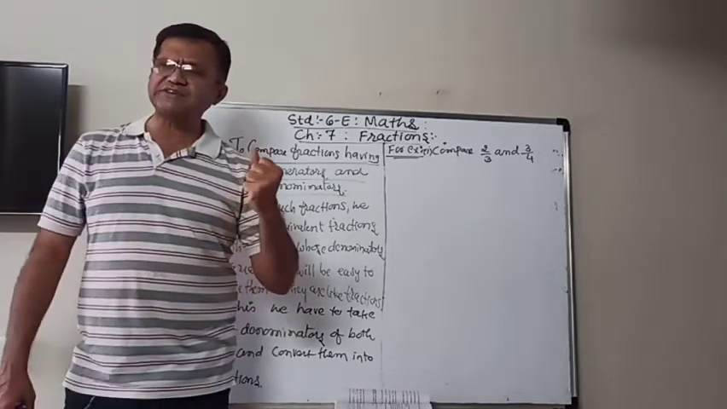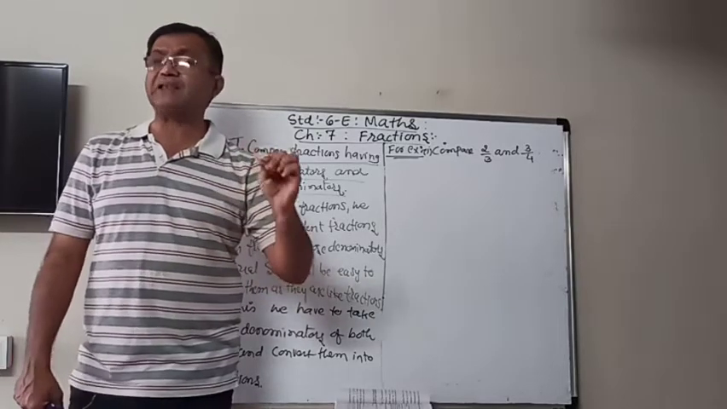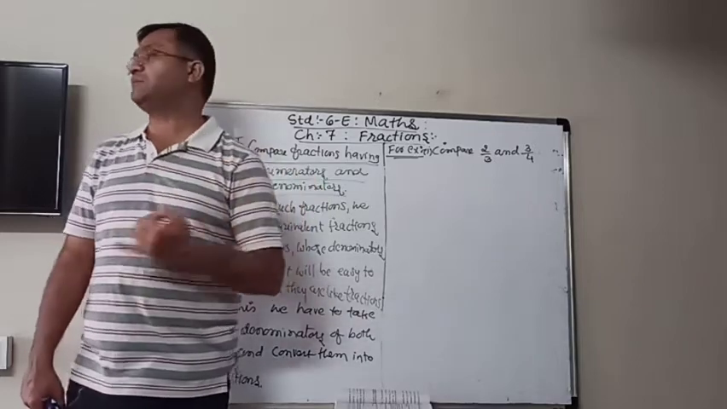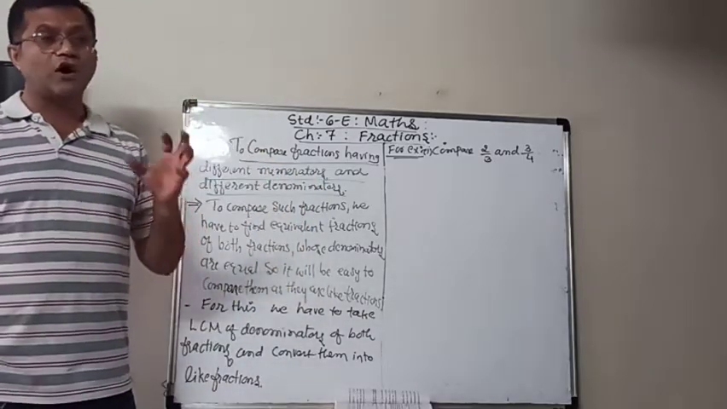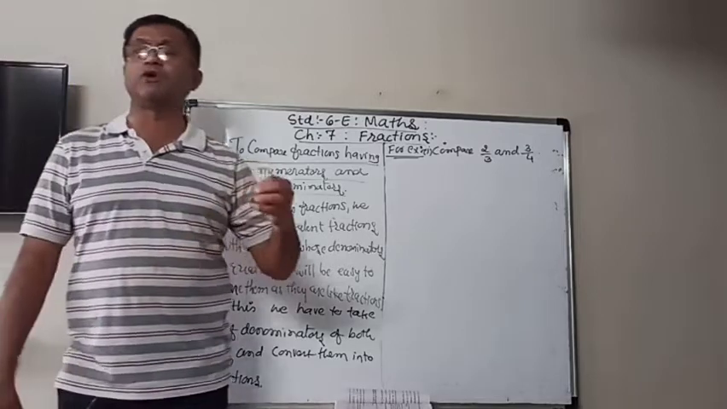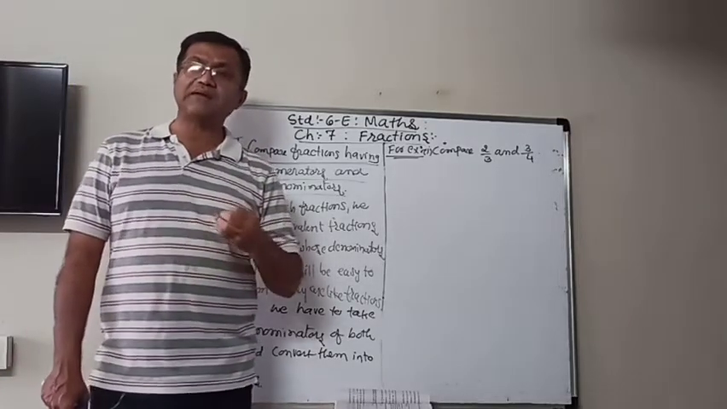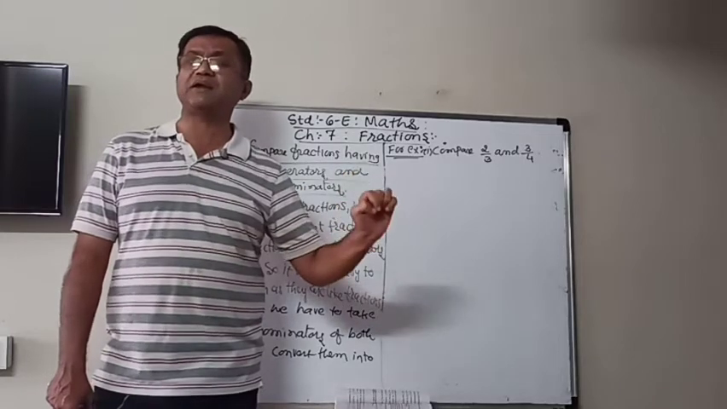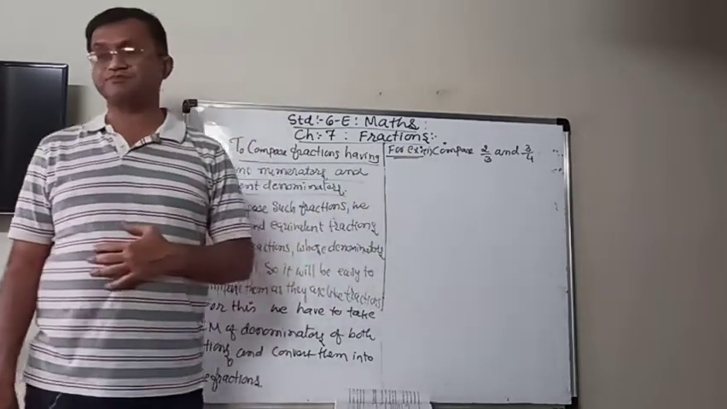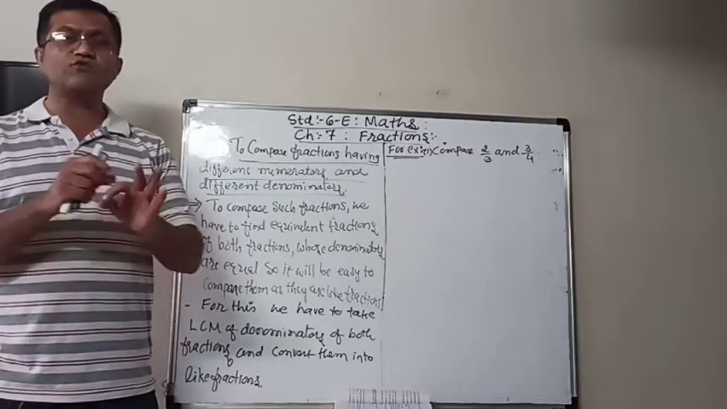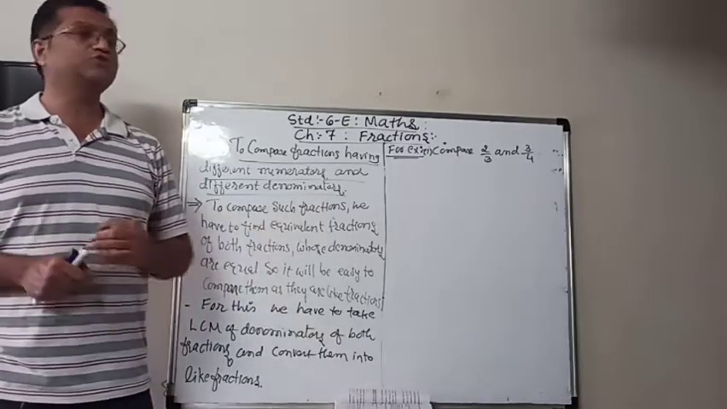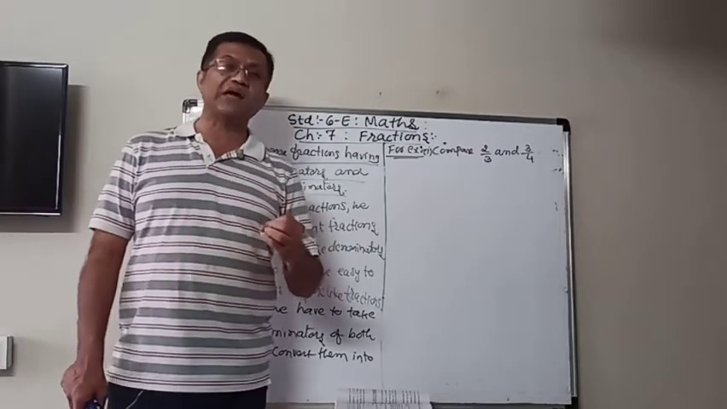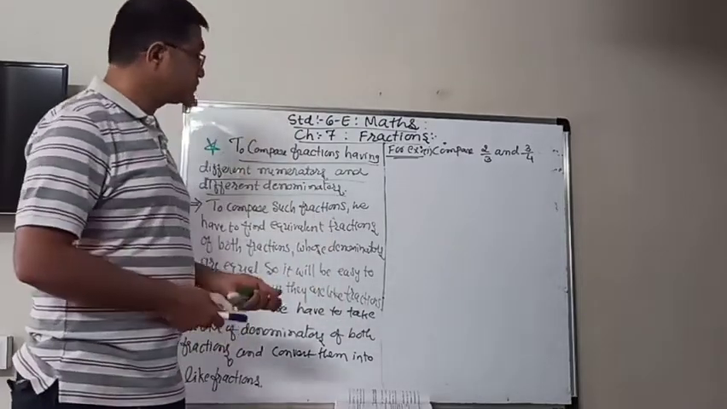For that, it is easier to take the LCM, which we already learned, least common multiple, of the denominators of both the fractions, and convert them with that denominator as their LCM. And then it is very easy to compare them. Let us understand with the help of an example.